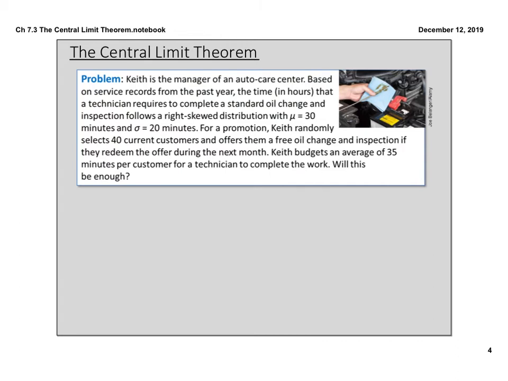So let's take a look here. It says Keith is a manager of an auto care center. Based on service records from the past year, the time that a technician requires to complete a standard oil change and inspection follows a right skewed distribution with mu equaling 30 and standard deviation equaling 20 minutes. For a promotion, Keith randomly selects 40 current customers and offers them a free oil change and inspection if they redeem their offer in the next month. Keith budgets an average of 35 minutes per customer for a technician to complete the work. Will this be enough? Okay, so he's budgeting 35 minutes per customer. His mean is 30 minutes. And the question is, is that enough? Or is he going to need more?